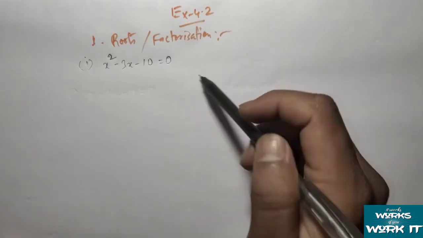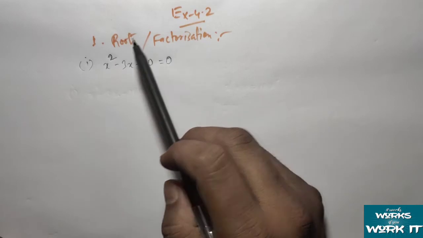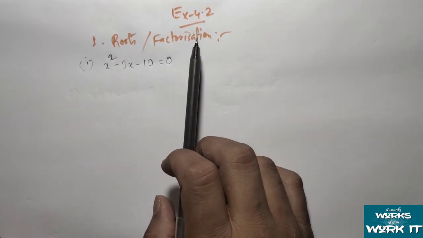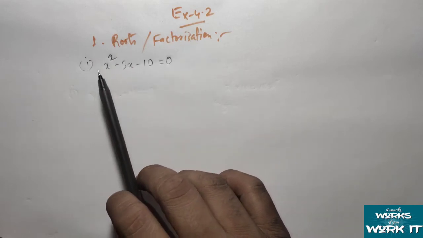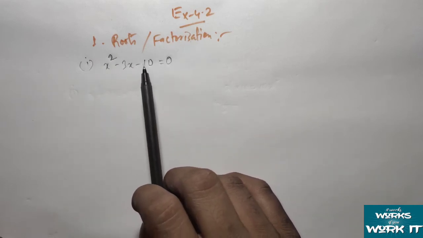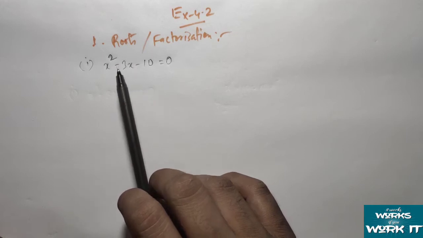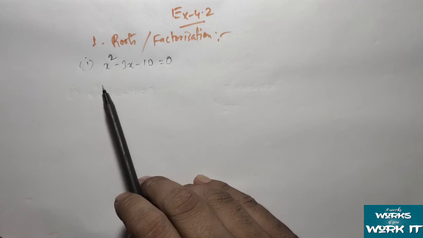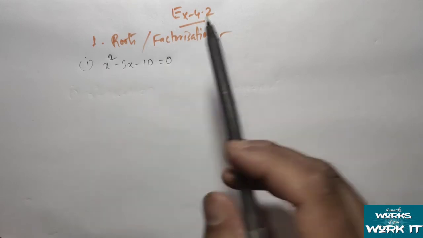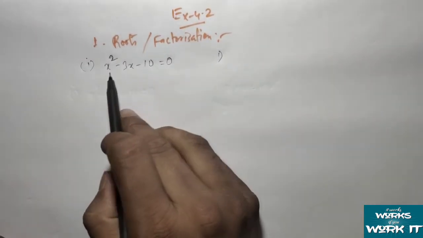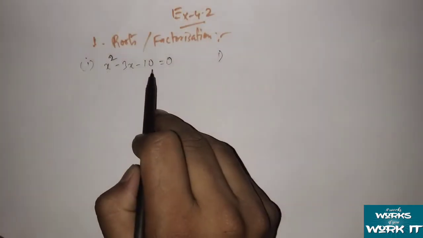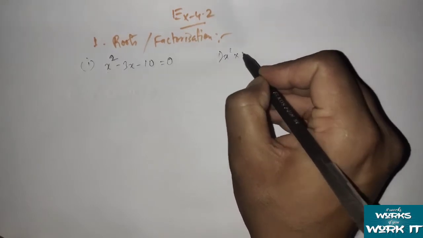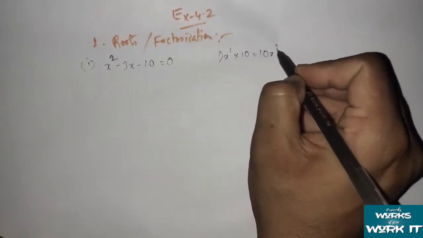Hello students, we will do now exercise 4.2 question number 1, that is find the roots by means of factorization. So I have picked up one equation here. So let me explain how the process of factorization goes on. First, our first step is that the first term and the last term we need to multiply. So x square into 10 will give us 10x square.